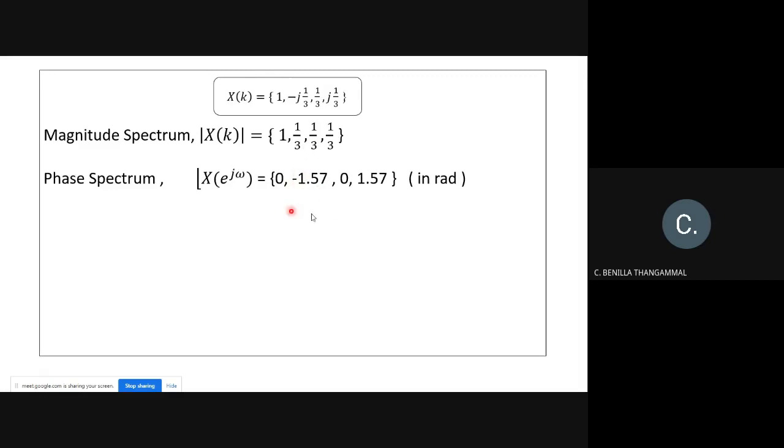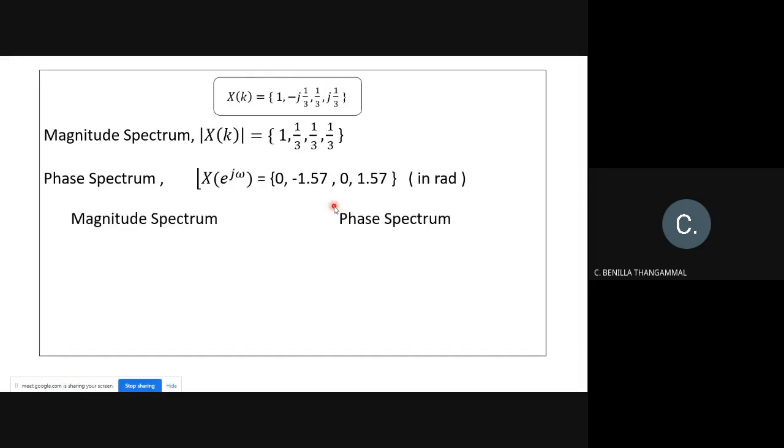For our ease, I'll be using this one, right? So similarly, here what happens, this plus j1 by 3, 0 plus j1 by 3. After typing it out, press equal, then shift plus equal to will get you the polar. So it will be 1 by 3 and shift equal to, you will get your radian.